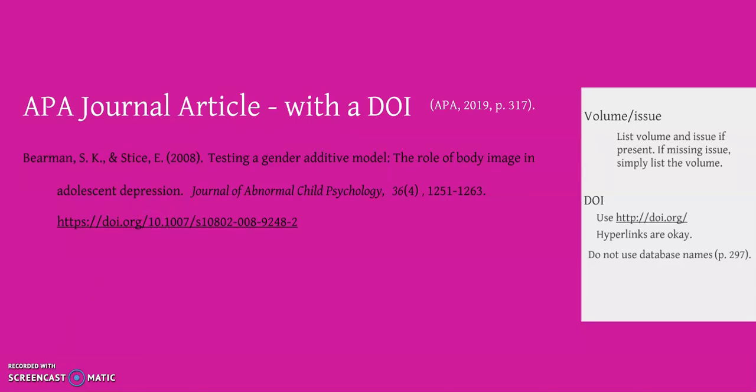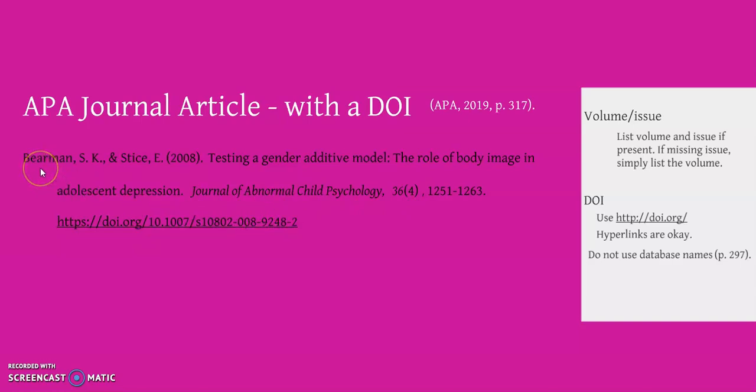Let's explore this citation in a little bit more depth. APA citations have four primary components. They have the who, which is the author, the when, which is the year, the what, which is the title, and then the where, which is the source statement. We'll begin by examining the author.